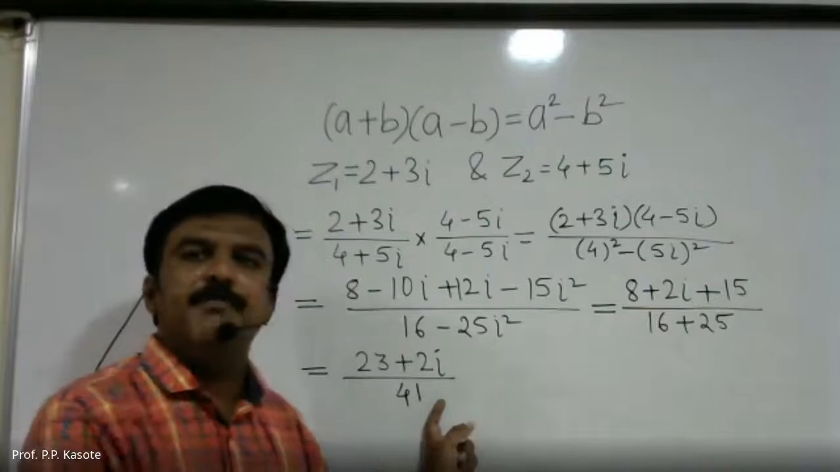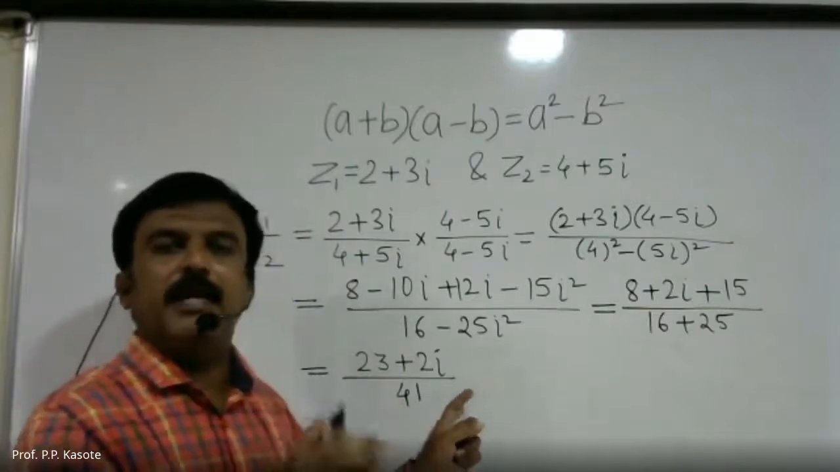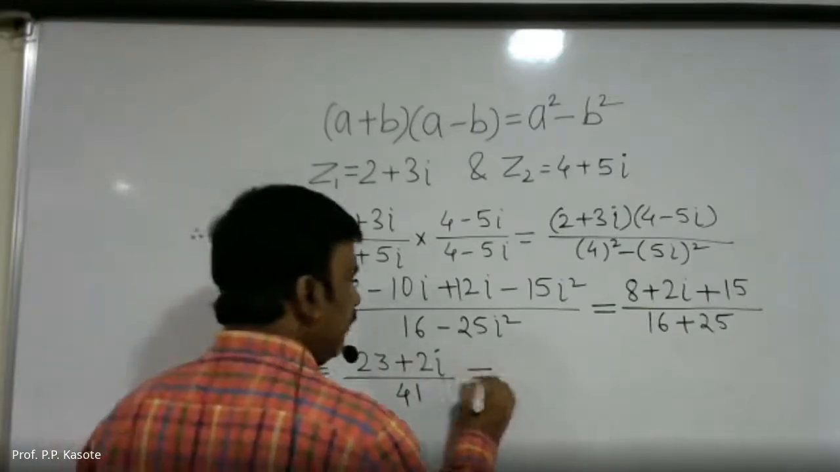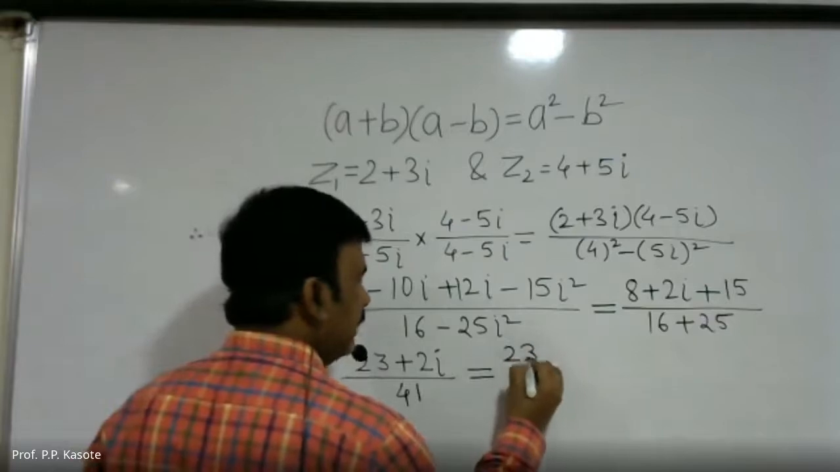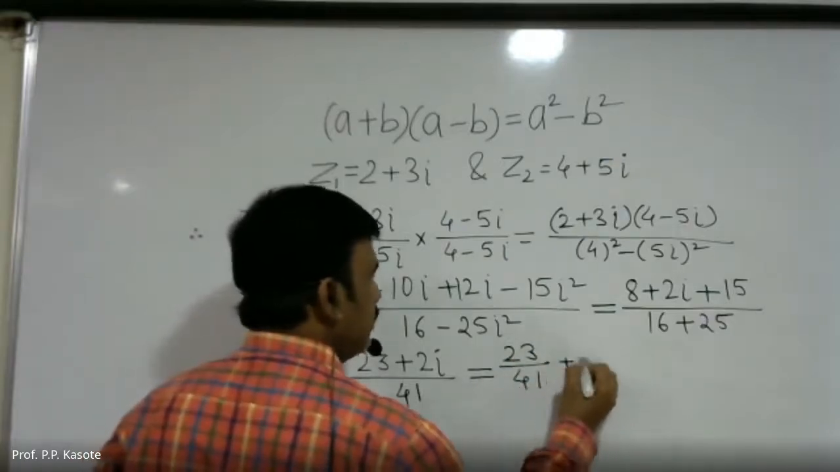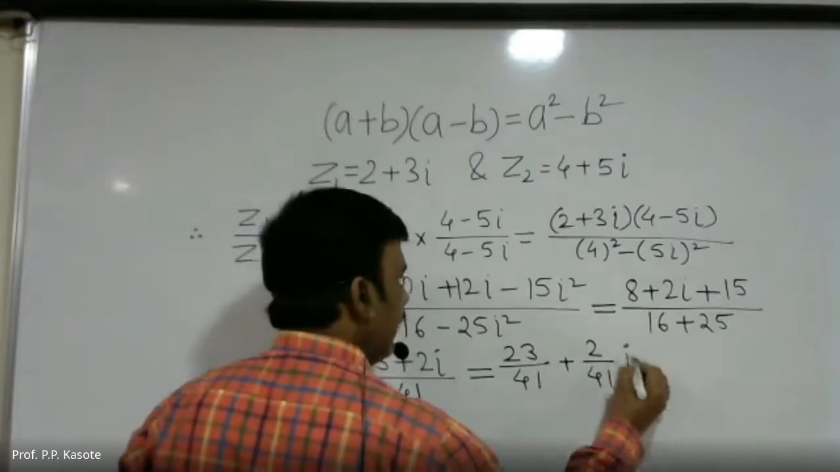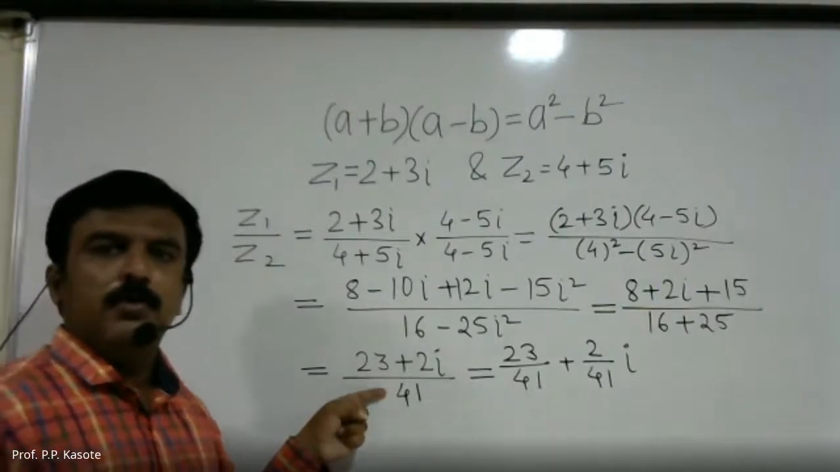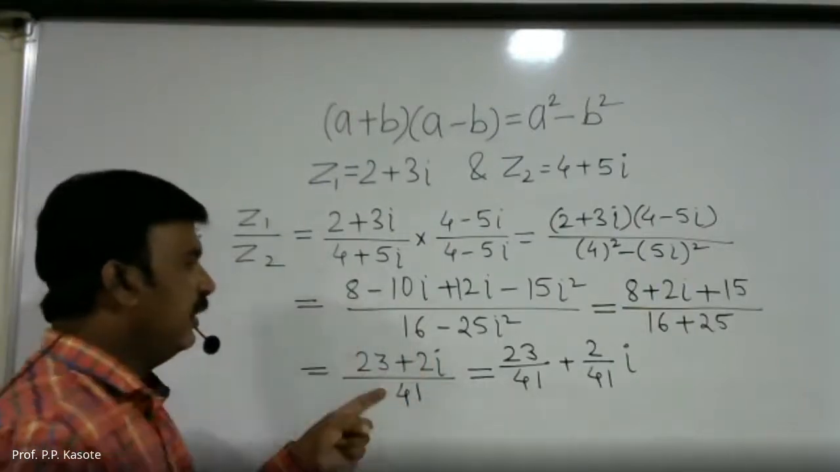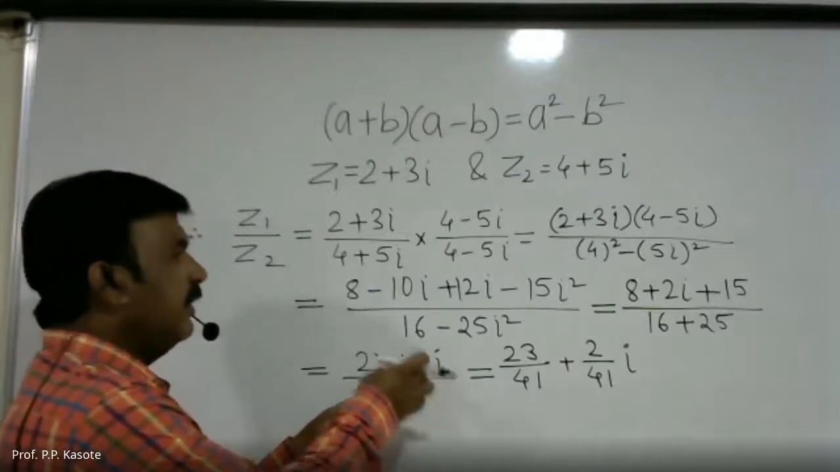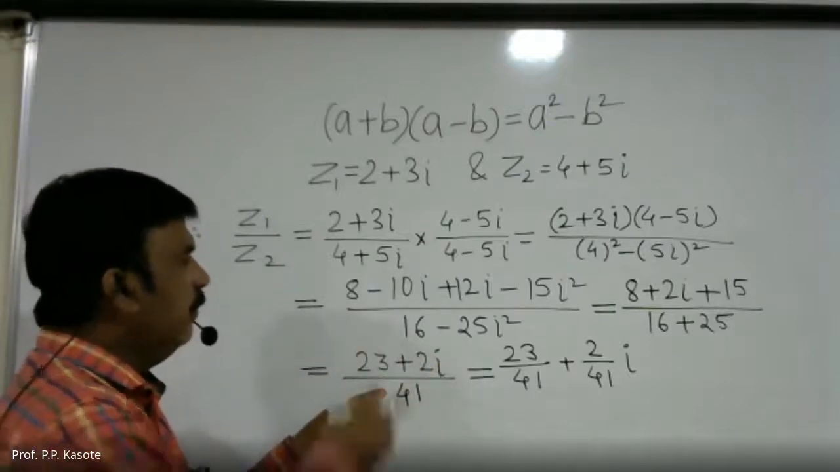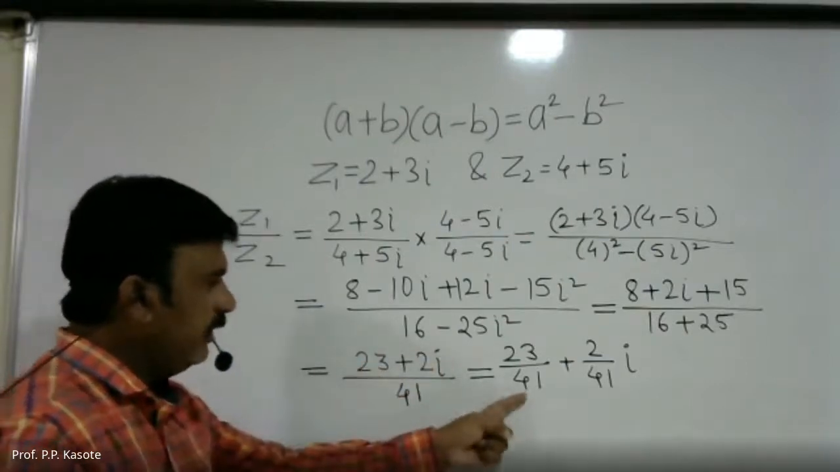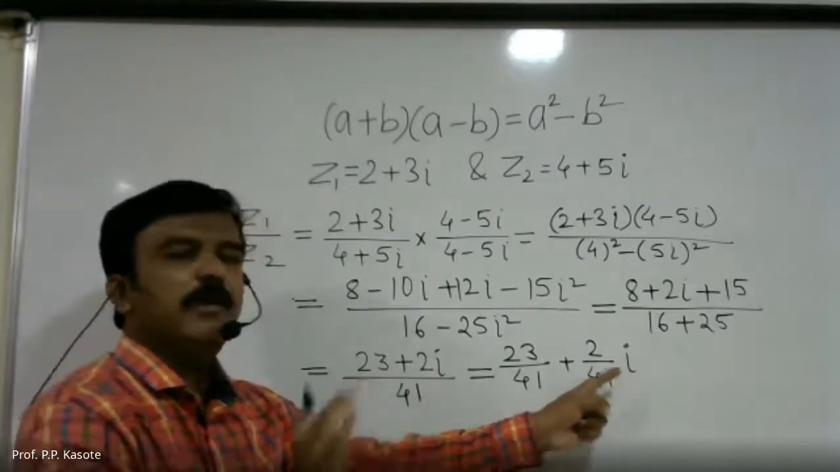But still this can't be a final answer. As I told you before, the final answer should be a complex number. Final answer complex number होना चाहिए. So let us write it in the form of a plus ib. I will write it as 23 upon 41 plus 2 upon 41 i. Because 41 is there in the denominator, and there are two terms in the numerator. So of course this 41 will divide both the terms separately, and here we have done that. We have divided 23 by 41, 2 by 41 into i we have written separately.